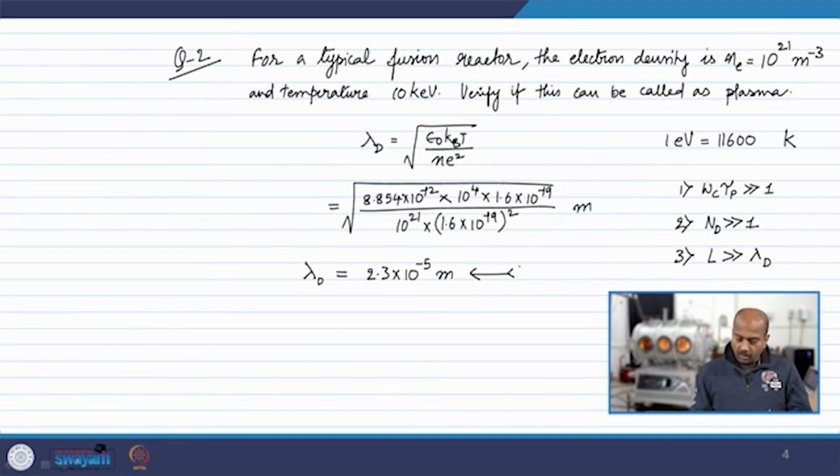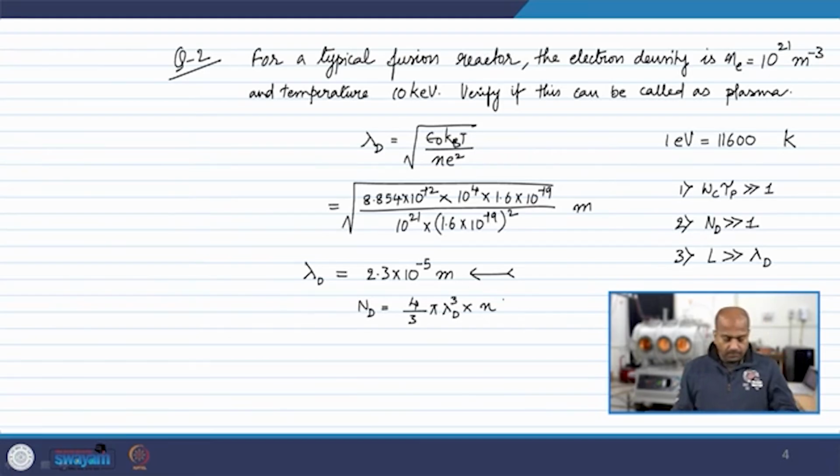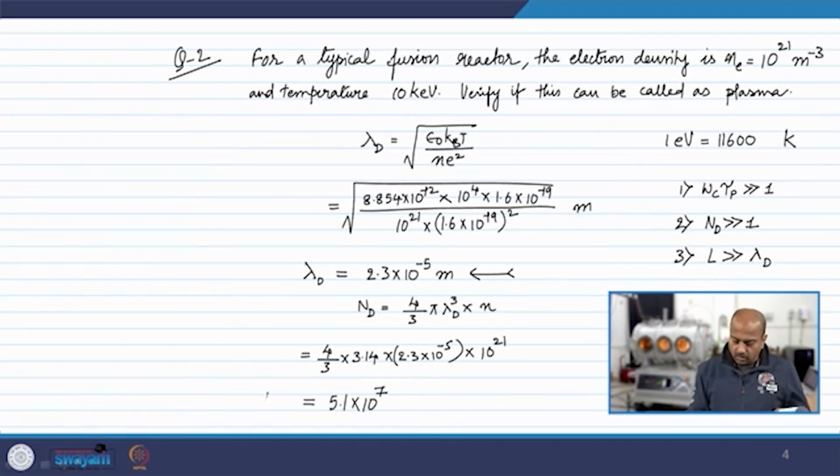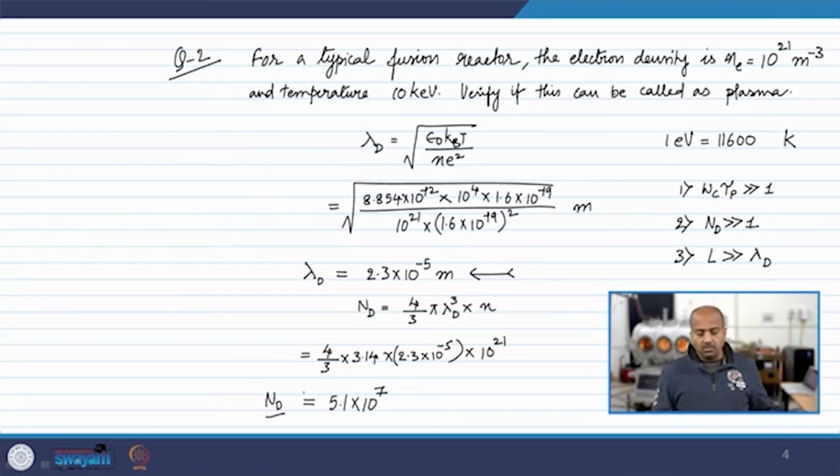So, we have to see the number of particles inside the Debye sphere, which is 4 by 3 pi lambda d cube into n, which will be 4 by 3 into 3.14 into lambda d cube. So, that is 2.3 10 to the power of minus 5 cubed into 10 to the power of 21. If you do this, you will get 5.1 10 to the power of 7. What is this? This is Nd. Nd is called the plasma parameter.